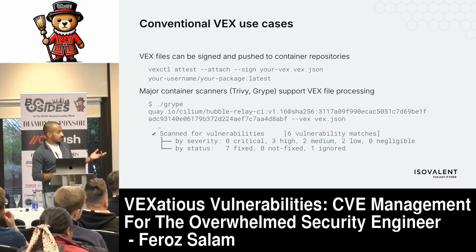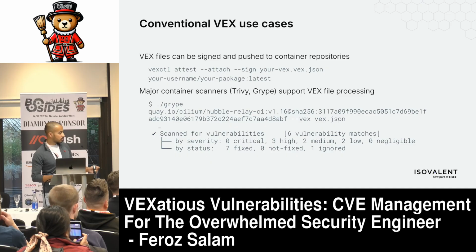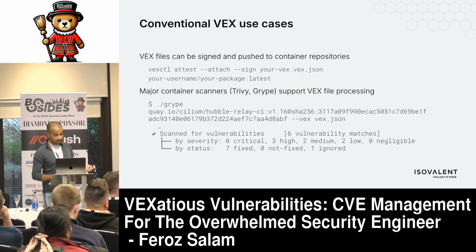You can see that some major container scanners actually do support VEX file processing. So you can see the example output down there where you have the same VEX document I showed on the previous slide. And at the very final line of the output, you can see that one vulnerability has been ignored as a result of the JSON statement that we made in the previous slide. So super simple stuff. This was the classical use case of this type of document.